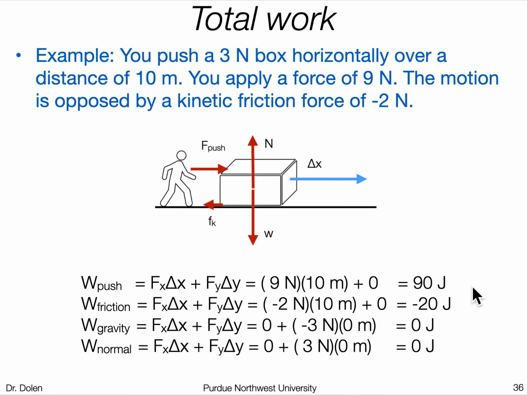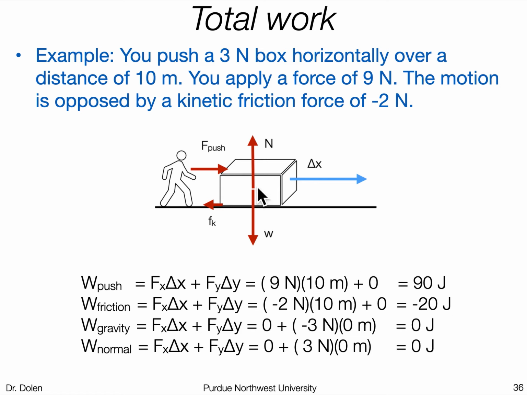What about friction? Friction is in the opposite direction, so it's a negative force. It's in the negative x direction. So the friction force of minus 2 newtons, multiply that by a displacement. Negative 2 times 10 is negative 20 joules. So friction is doing negative work. That force opposes our displacement direction. So that's negative work.